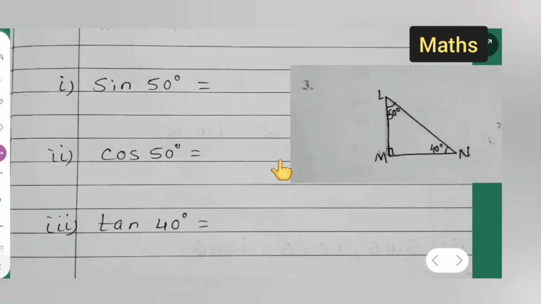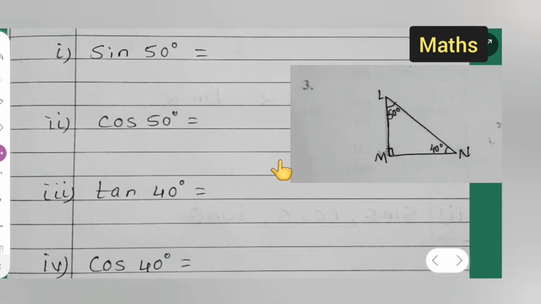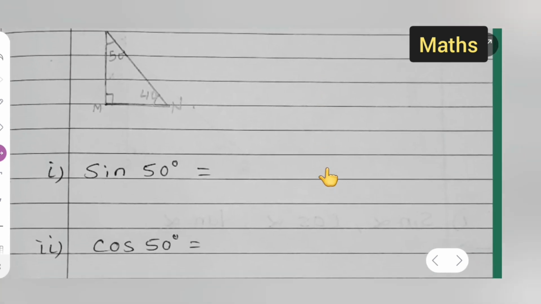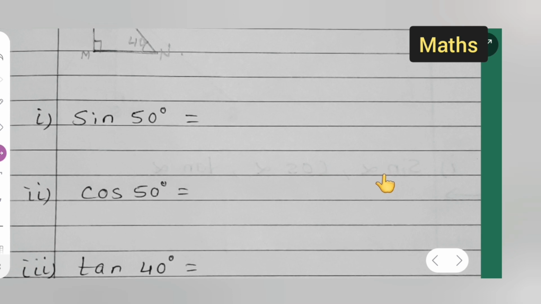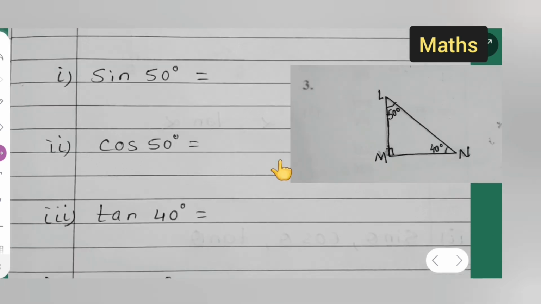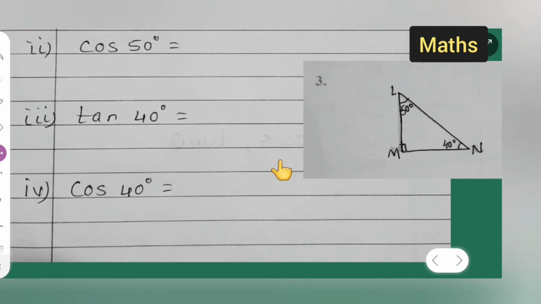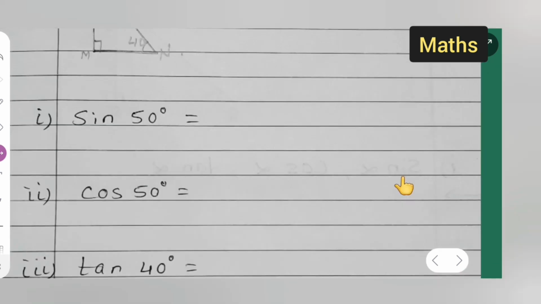So four things are given, right? How you all are going to solve this? First one, I am going to do it over here only. First and second, let me solve it over here, and for tan 40 and cos 40 I will be solving it over here. So you all can just write it down over here. So first is what? Sin 50 degrees.